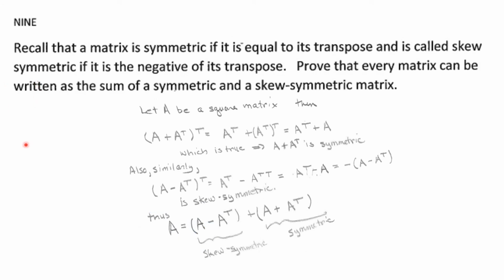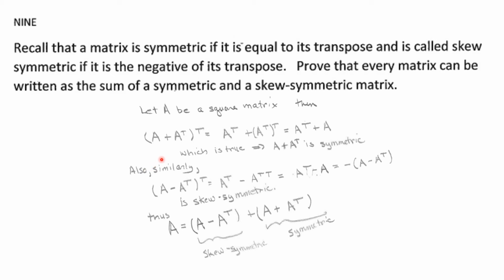Problem number 9 was a proof. I reminded you of the definition: a symmetric matrix is one that's equal to its transpose. And I also told you that skew symmetric was defined to be the negative of its transpose. So what you were asked to prove is that every matrix can be written as a sum of a symmetric and a skew symmetric matrix.